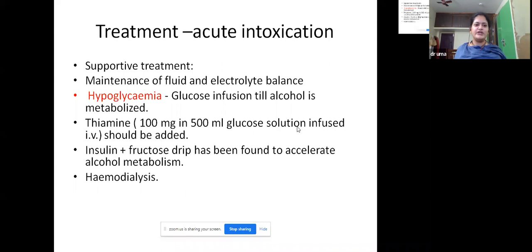When there is acute intoxication, the treatment is supportive, with maintenance of fluid and electrolyte balance. Hypoglycemia has to be corrected using glucose infusion, and thiamine should be added to reverse the neurological side effects. Insulin and fructose drip can be added to accelerate alcohol metabolism, and hemodialysis in severe cases.